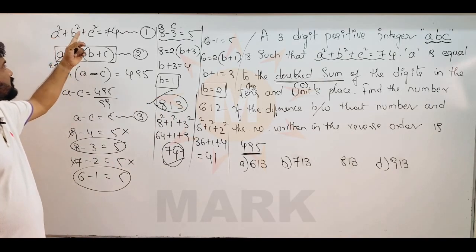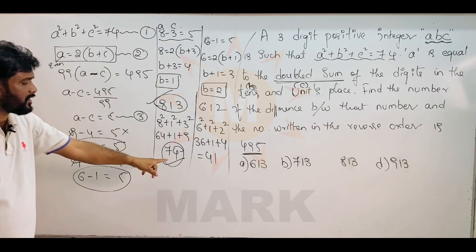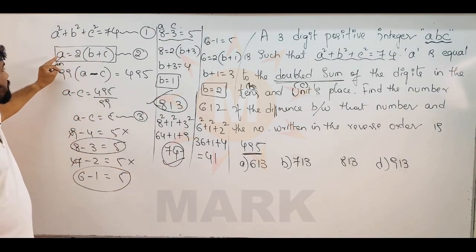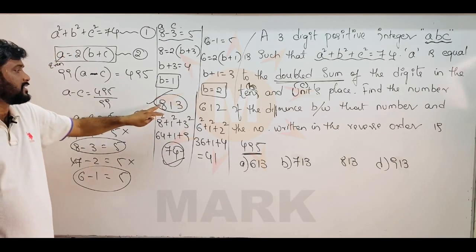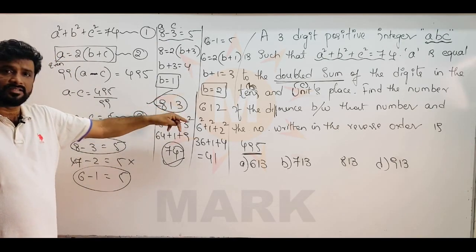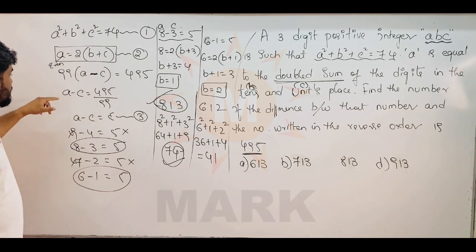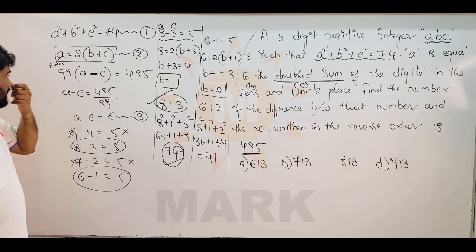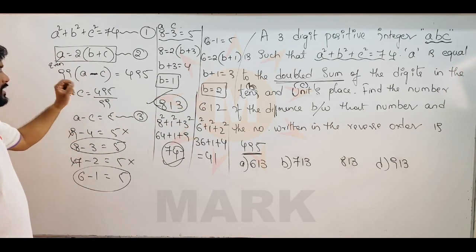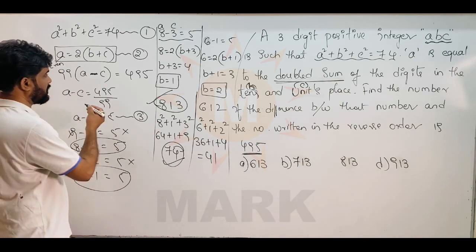A squared plus B squared plus C squared is equal to 74. Clearly we have seen here. So the first number is double the remaining two numbers. Yes, 8 is equal to double of 1 plus 3, that is 4; 4 twos are 8. Next, the difference between the original number and the reversed number is 495.